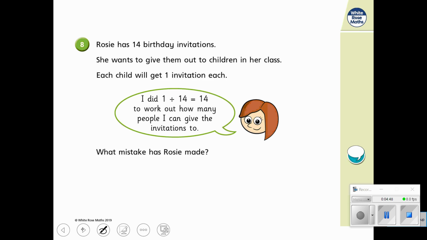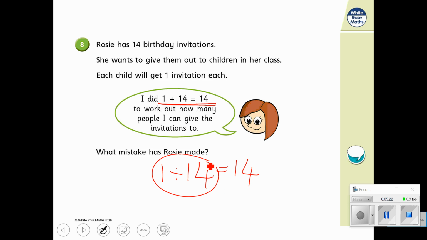Here we go. Rosie has 14 birthday invitations. She wants to give them out to children in her class. Each child will get 1 invitation each. And she says, I did 1 divided by 14 equals 14. And what we've got to do here is work out her mistake. Well, straight away, I can see the mistake. Can you? That's right. We can't do 1 divided by 14 equals 14 because division is not commutative.